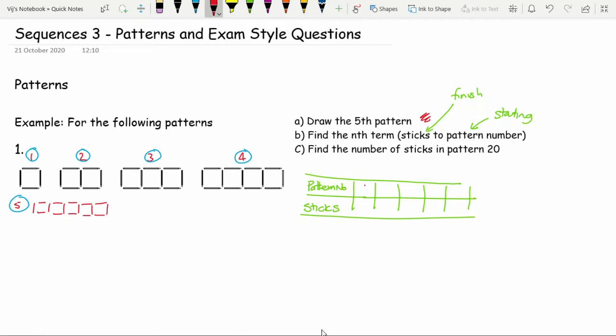So we've got pattern number 1 has got 4 sticks, pattern number 2 has got 7, pattern number 3 has got 10. Now as you can see, just by filling in this grid, we're slowly noticing that the numbers are going up by 3, because counting the number of sticks depending on the pattern can be very time consuming, so spotting these types of niche little things can make your life a whole lot easier.